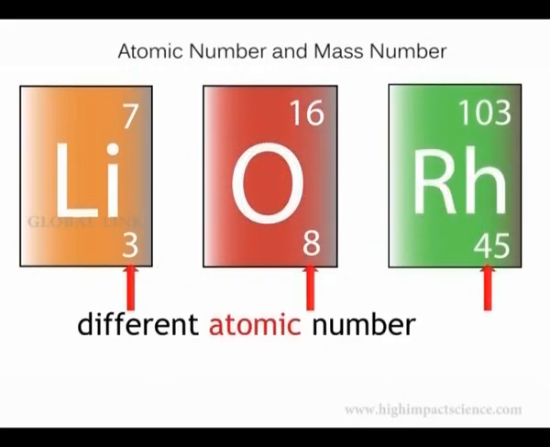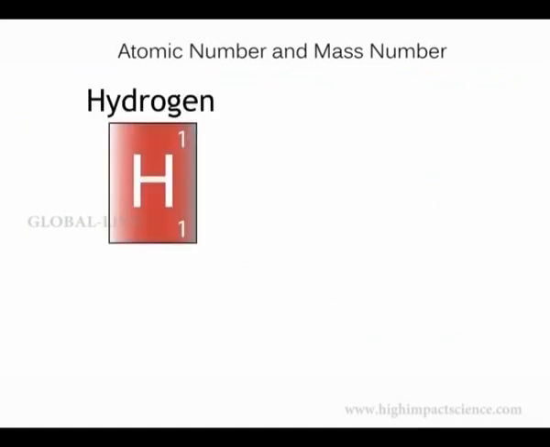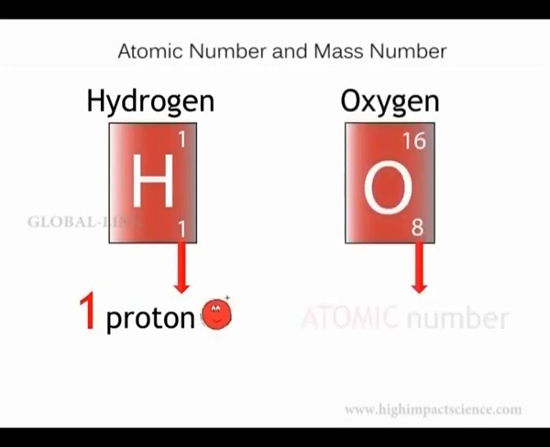Atoms of different elements have different atomic numbers, meaning they have different number of protons. For example, an atom of hydrogen has an atomic number of 1 because it has 1 proton. An atom of oxygen has atomic number 8 because it has 8 protons.